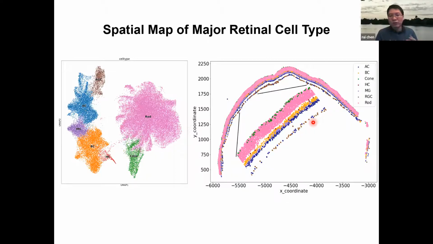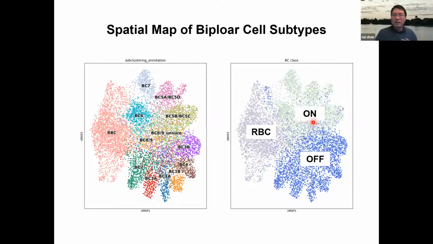So now we don't want to stop there. We don't learn too much if we only stay at the major cell type level. So we want to get to the subtype level and see how much we can push the technology. So we take all the bipolar cells and then we start doing high resolution, increasing the resolution to the subtypes.